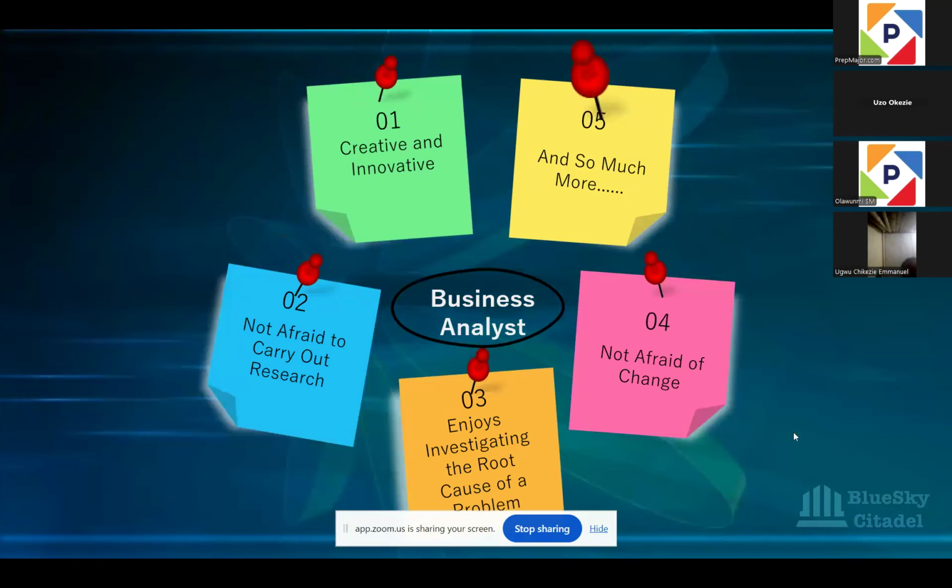Okay, so a business analyst is usually creative because sometimes it takes creativity and innovation to solve problems. Research, don't be afraid to research. There's so many things we don't know. So don't be afraid to research. Don't be afraid to ask questions. Investigate into the root of the problem. Someone gives you a problem. A business analyst is able to drill down to what the root cause of that problem is. Again, there are techniques and tools to be able to do all of these things. You can't be afraid of change. You are the change manager.